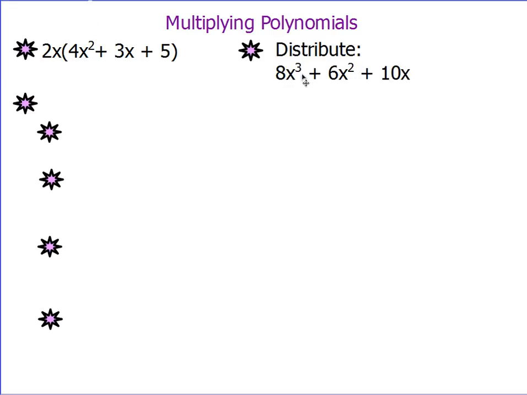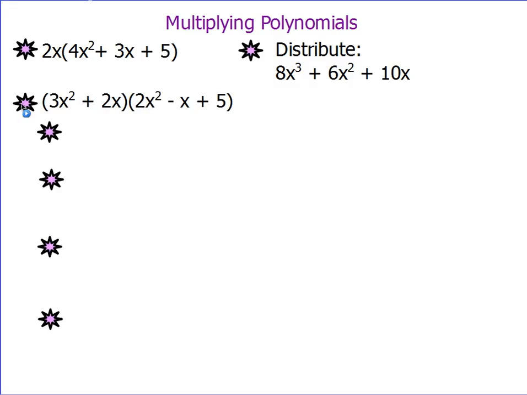So when we distribute 2x times 4x squared, well, that's 8x to the third power. 2x times 3x is 6x squared, and 2x times 5 is 10x. So we know how to do that. We just multiply this monomial all the way through the remaining terms.